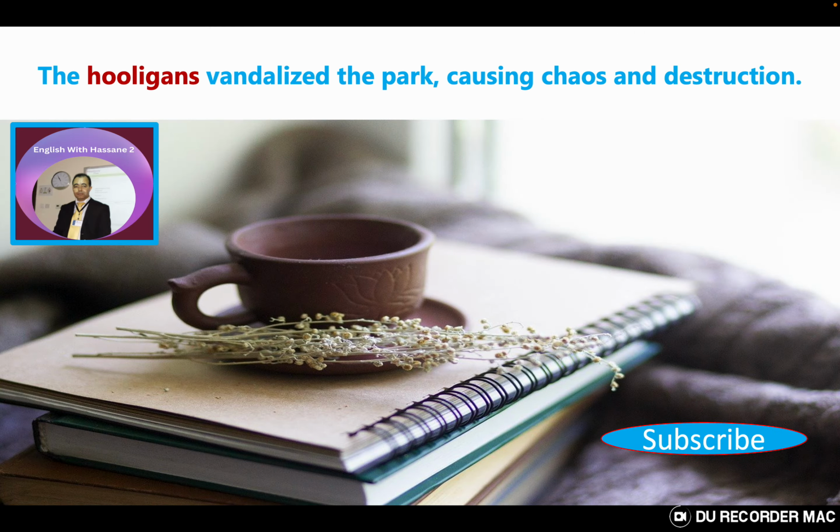So let's see it in a sentence. The hooligans vandalized the park, causing chaos and distraction. The hooligans, as I said, young people who are noisy and violent, especially in a group. So vandalized, they damaged the park, causing chaos, disorder, and distraction. They destroy everything.